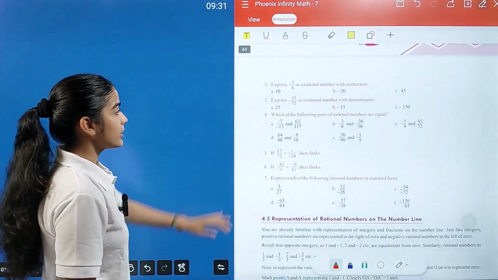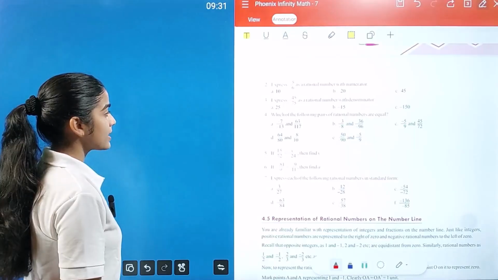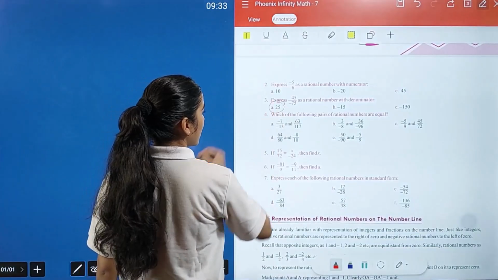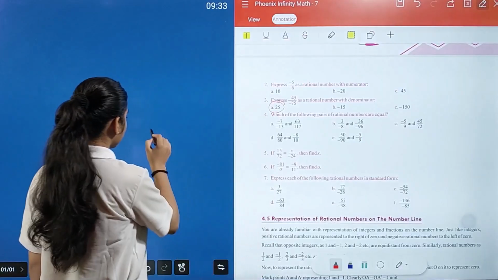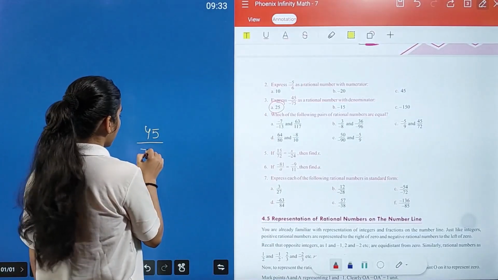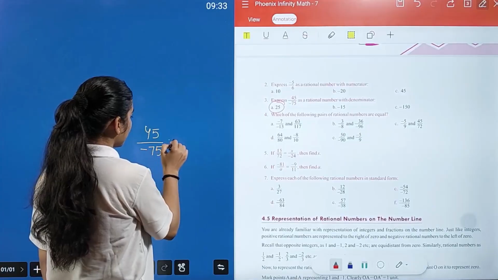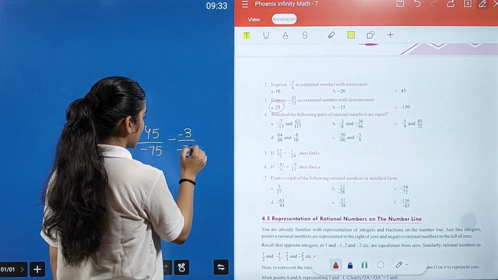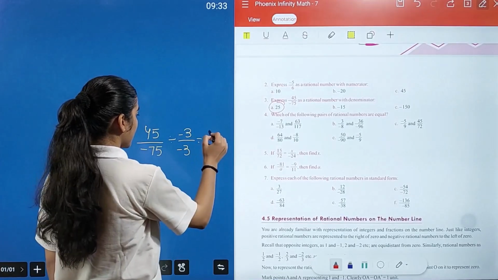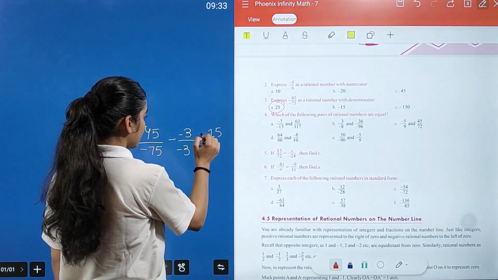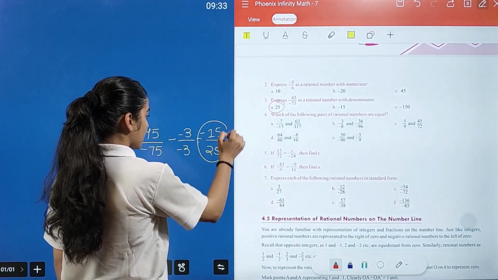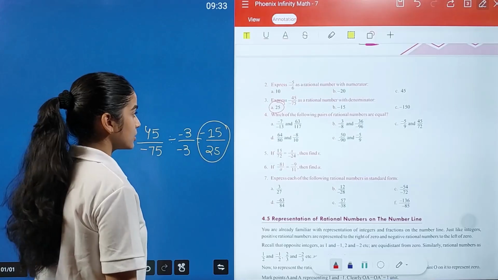Now express 45 upon minus 75 as a rational number with denominator 25. So now we have to convert the denominator into 25. We have the rational number 45 upon minus 75. So in this case, we have to divide by minus 3 to convert it into 25. Here we have 15 by minus 15, and here we have 25. So do the same for the rest of the parts in question number 3.